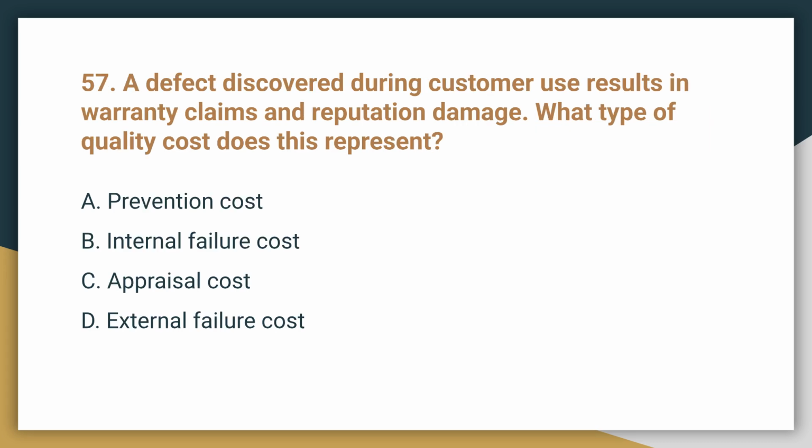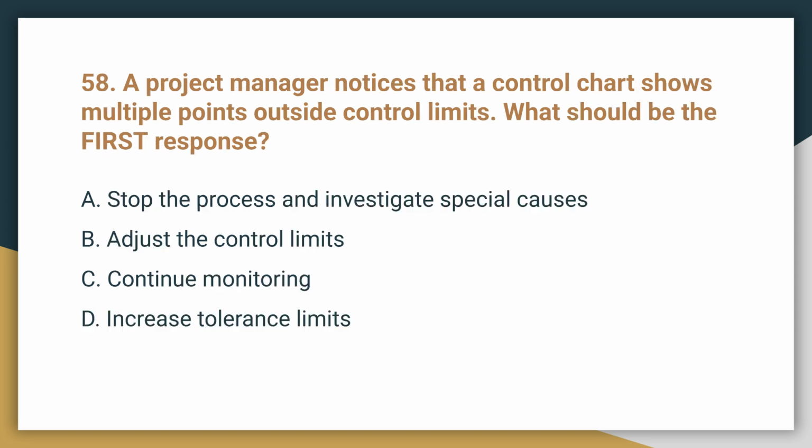Question 57. A defect discovered during customer use results in warranty claims and reputation damage. What type of quality cost does this represent? This represents D, external failure cost. These are costs incurred when defects are found after the product or service has been delivered to the customer.